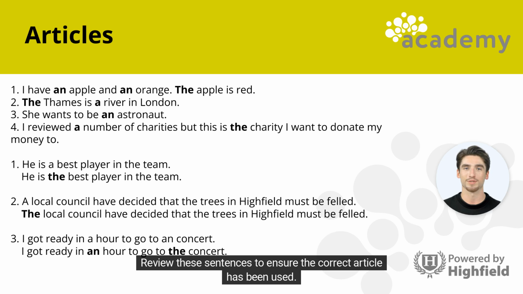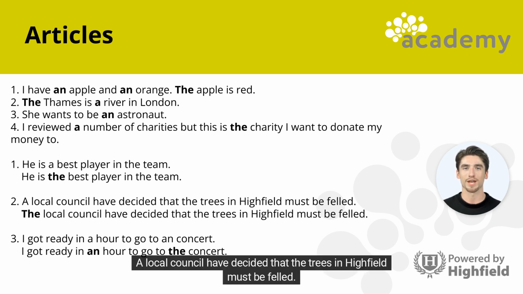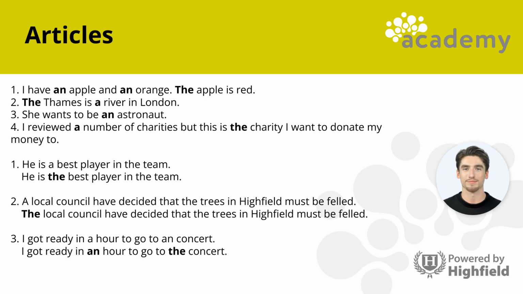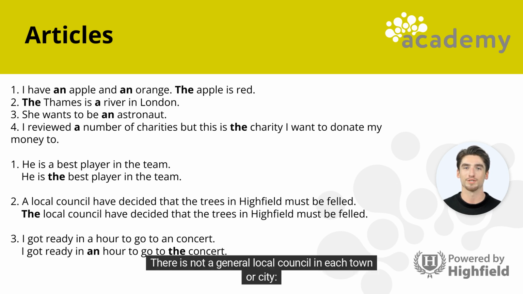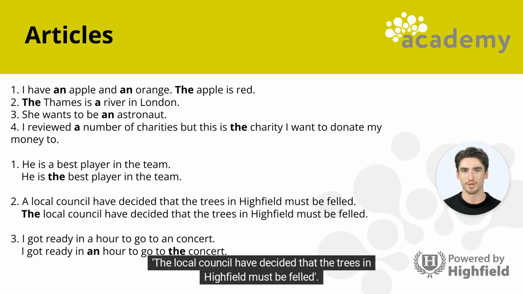Review these sentences to ensure the correct article has been used. He is a best player in the team. You cannot have a general best player. He is the best player in the team. A local council have decided that the trees in Highfield must be felled. There is not a general local council in each town or city. There is one. Therefore, the correct sentence is: the local council have decided that the trees in Highfield must be felled.